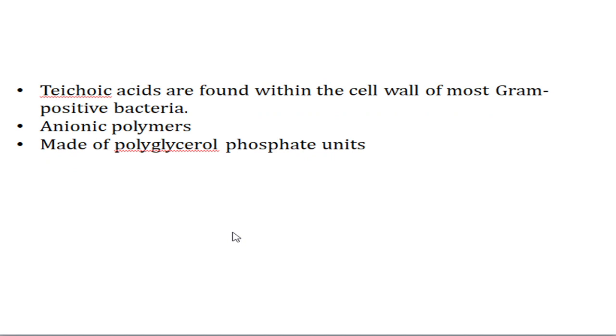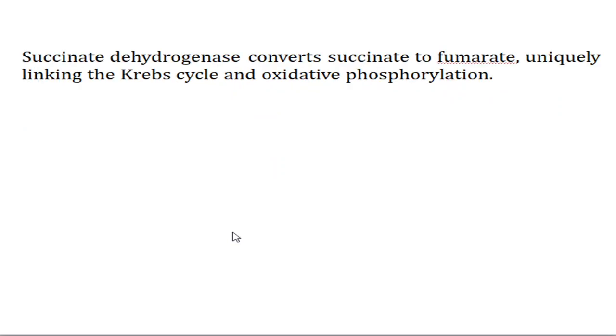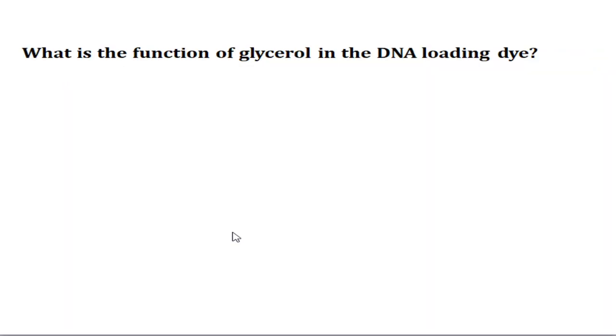Next is teichoic acid. Teichoic acid is found in the cell wall of gram-positive bacteria, and these are generally anionic polymers made up of polyglycerol phosphate units. Next, there is a question regarding succinate dehydrogenase. Succinate dehydrogenase is an enzyme which converts succinate to fumarate, and it is an important enzyme which links the Krebs cycle with oxidative phosphorylation.